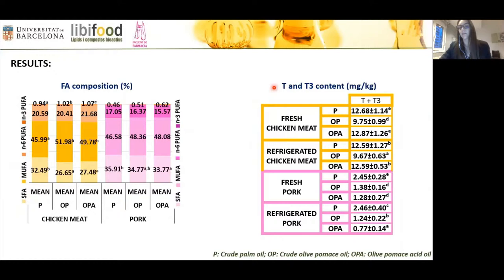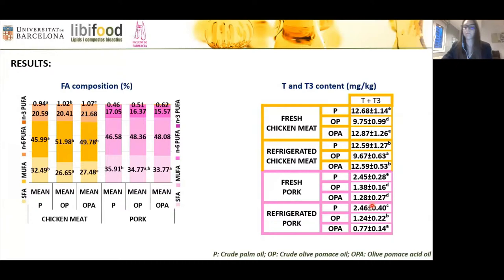Here in this table, we can see the tocopherol and tocotrienol total content. We also found significant differences among the dietary treatments in chicken meat and in pork. Under refrigeration storage, the tocopherol and tocotrienol total content is reduced in the case of olive pomace acid oil in pork, as we can see here in this part of the table.